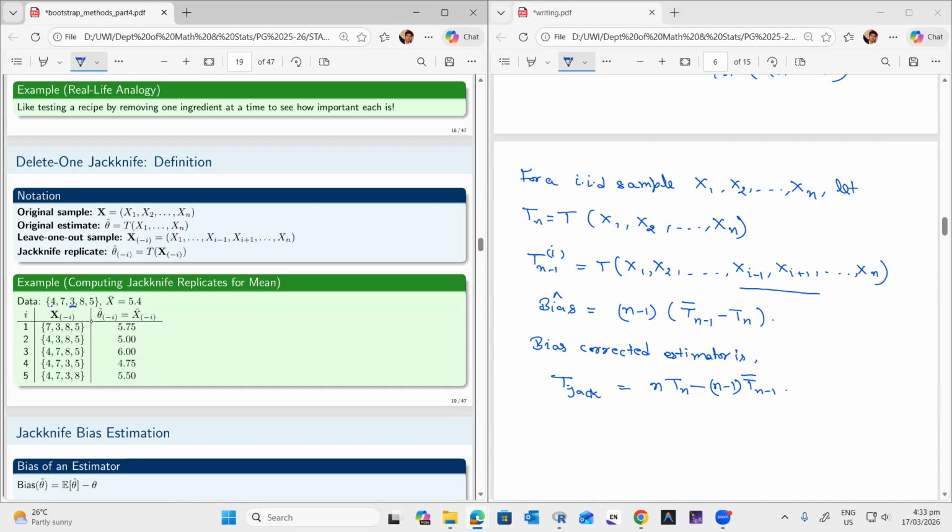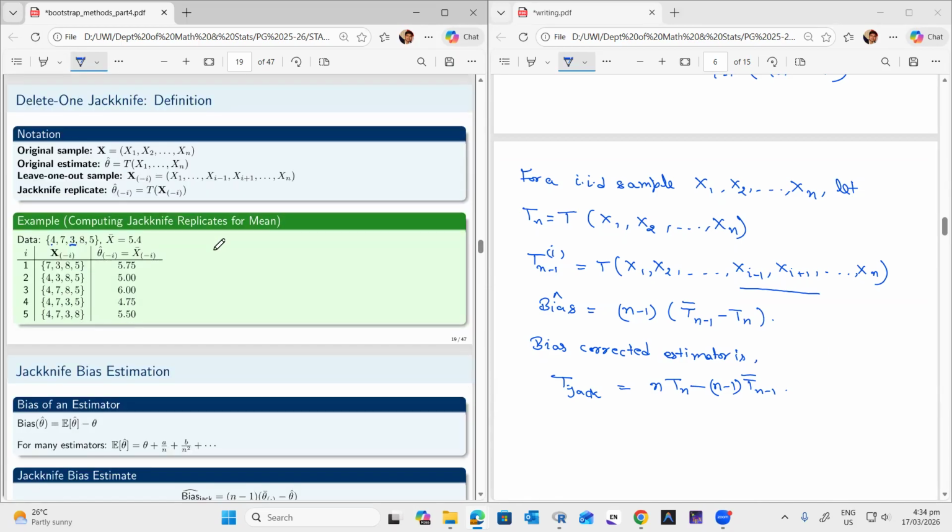So we are going to remove the 3. At that time the mean is 6. Then again we take the sample 4, 7, 3, 5, and this time we remove 8, so the mean will be 4.75. And again we take the sample 4, 7, 3, 8, and the mean at that time is 5.50, so we remove the 5 this time. So these are the means that we are going to calculate. That is basically the delete-one jackknife method.